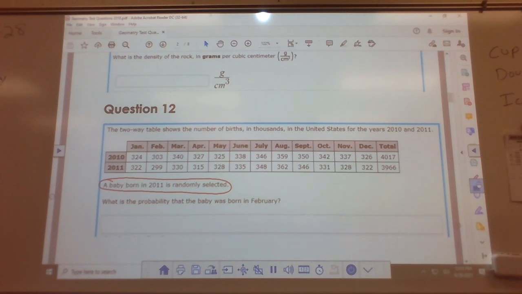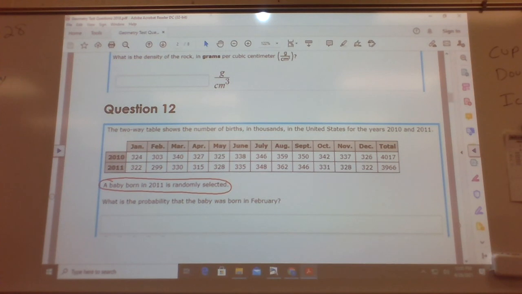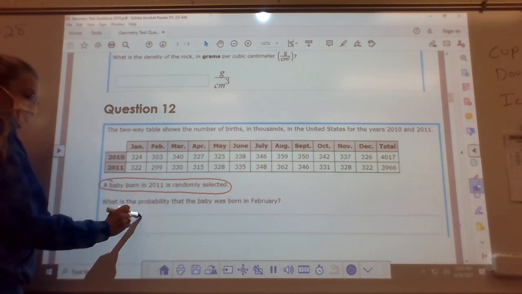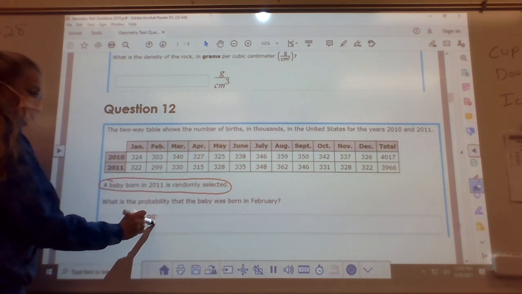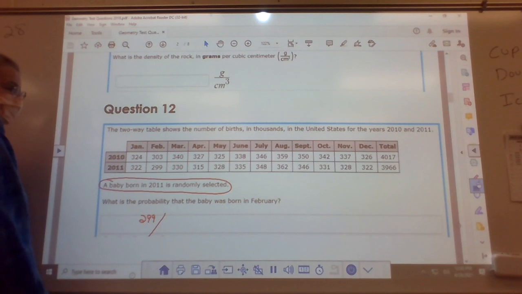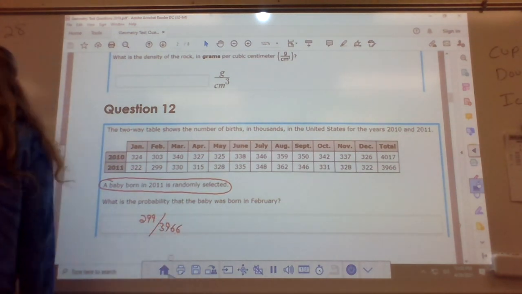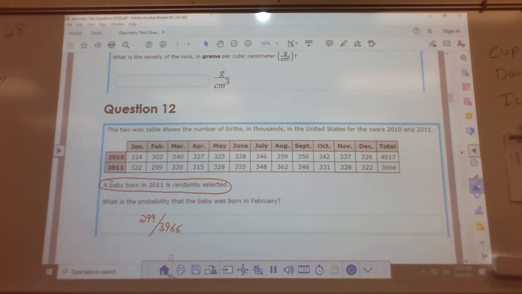So, what's my February? 299, because I only care about the 2011, because I'm picking from 2011. Over 3,966. I wouldn't even try to reduce it. I wouldn't even try to divide it. Just leave it. That's your answer. That's it. So that's one of the easy ones.